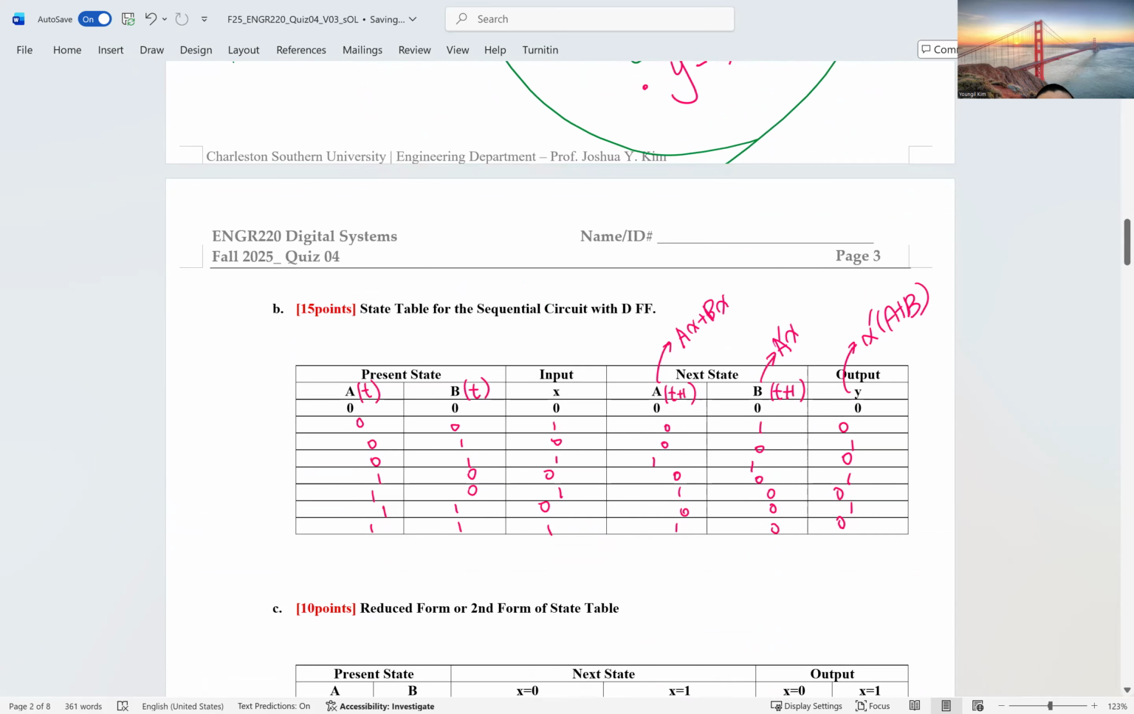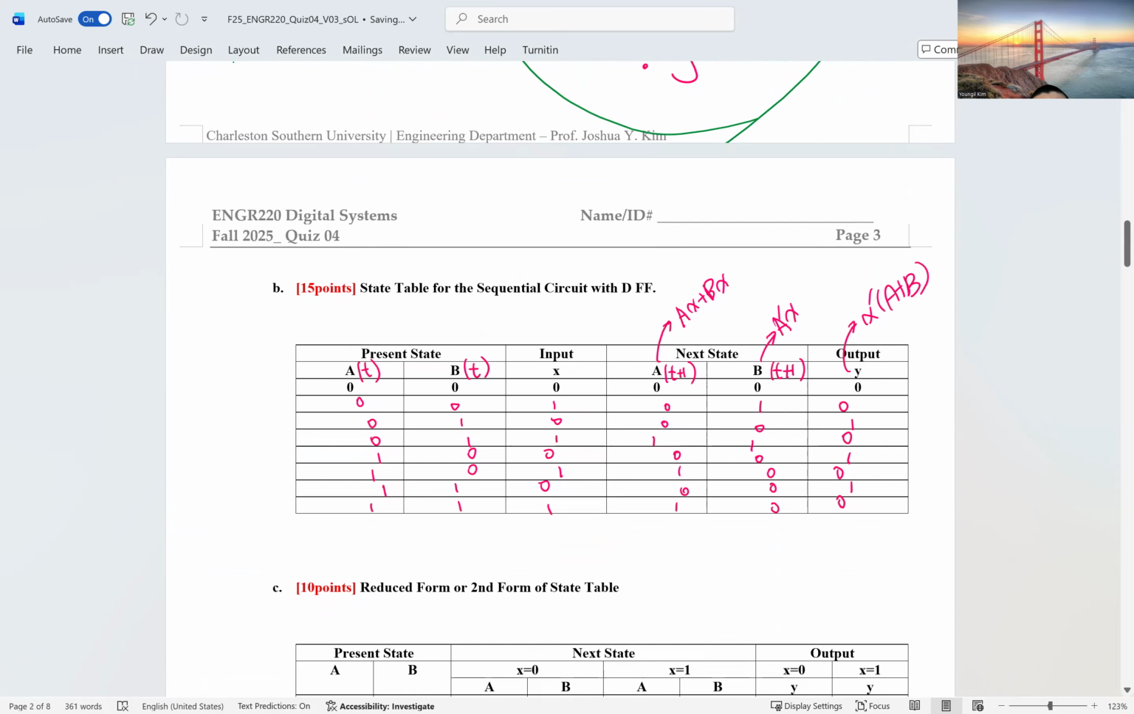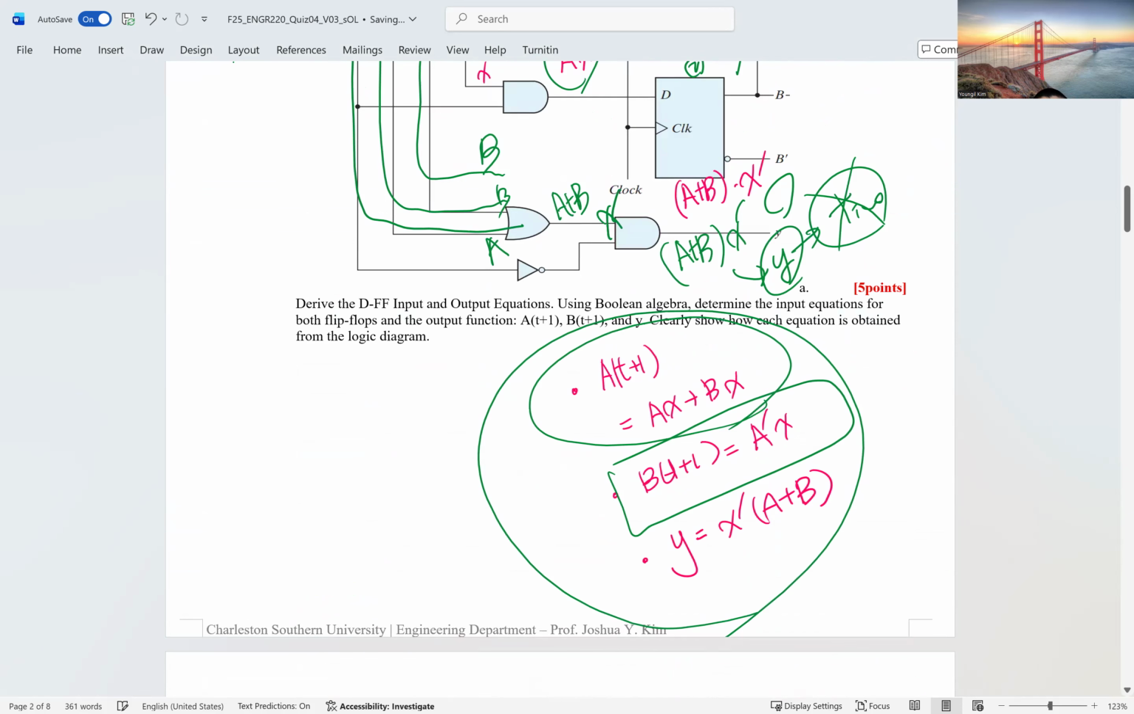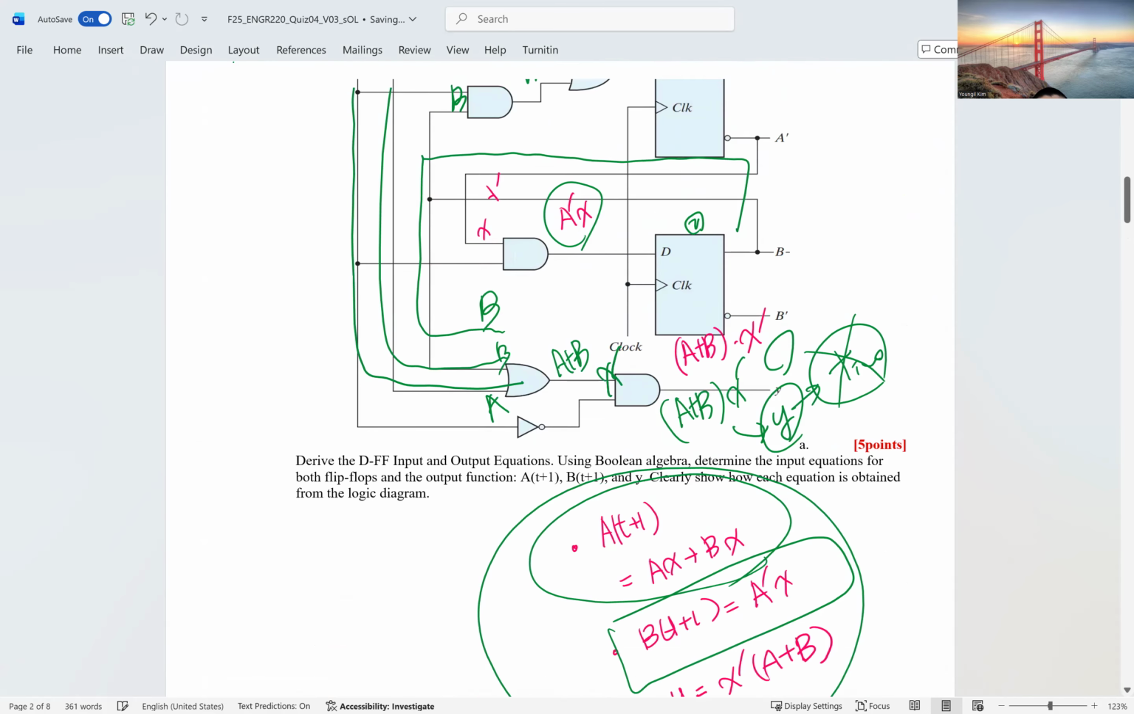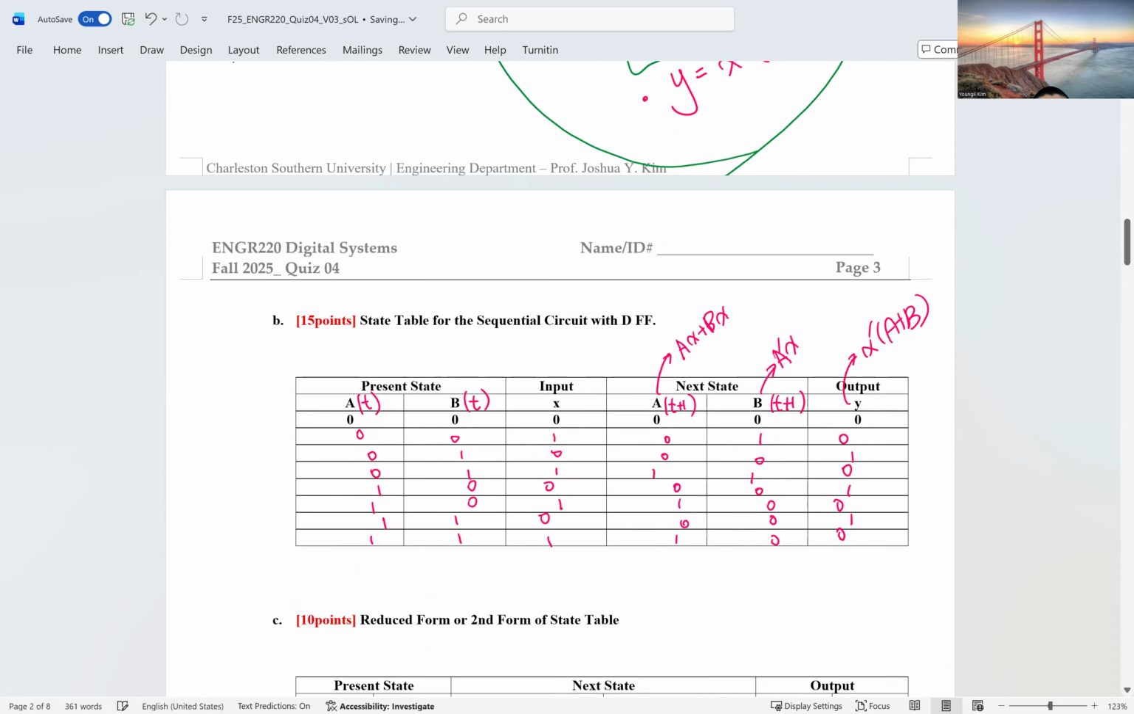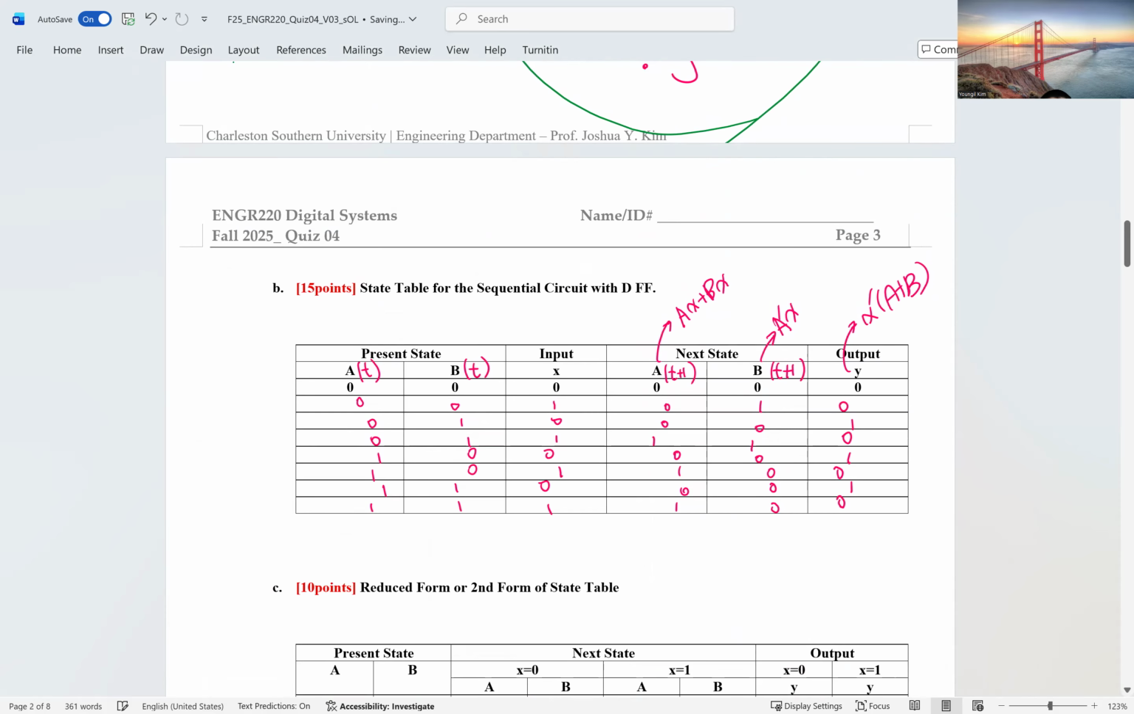All right. So the next one, we have to generate the state table for the sequential circuit with the two flip-flops for question two. Let's say, as I said before, the two present states and one input: 0, 0, 0, 0, 0, 1, 0, 1, 0, 0, 1, 1, up until 1, 1, 1. So this is the combination, okay? The 0 to 7.